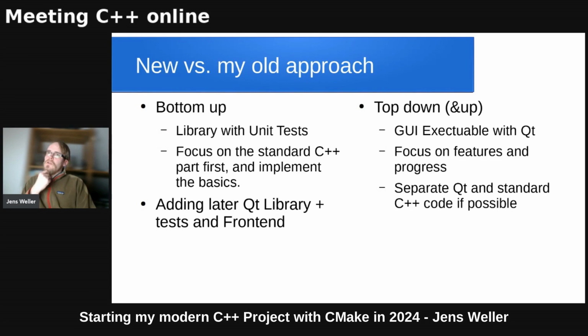Now I try to start with the library only, which has an executable for unit tests. I focus on standard C++ and try to implement the basics. Maybe I add some libraries which I need, maybe I don't. And I add the Qt library, tests and a front end later. I usually try to keep the pure C++ standard stuff in a separate library for licensing purposes, so that this code is not LGPL, as Qt is LGPL.